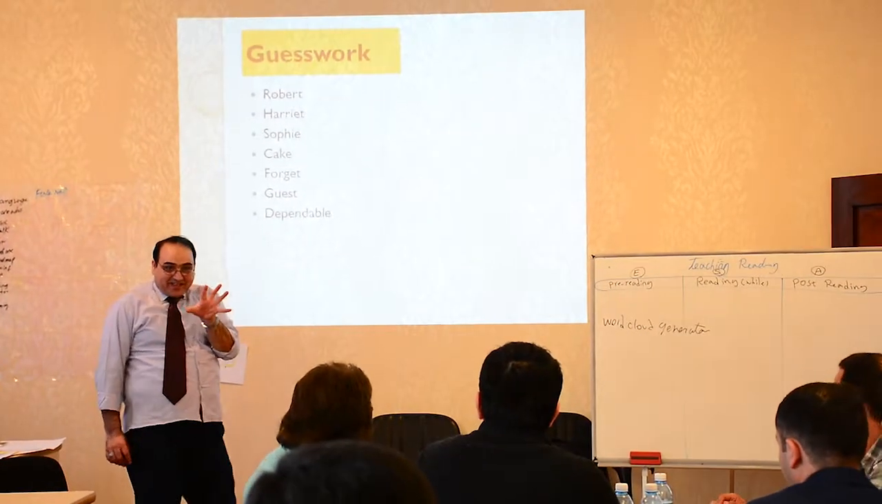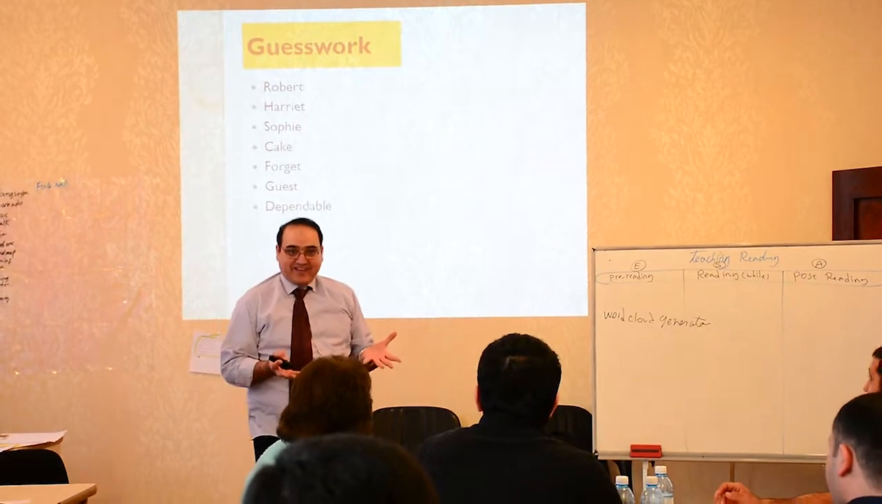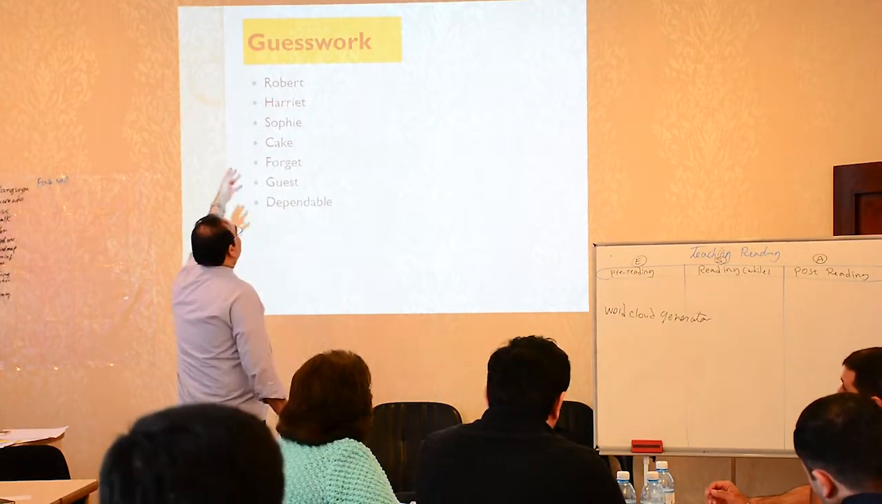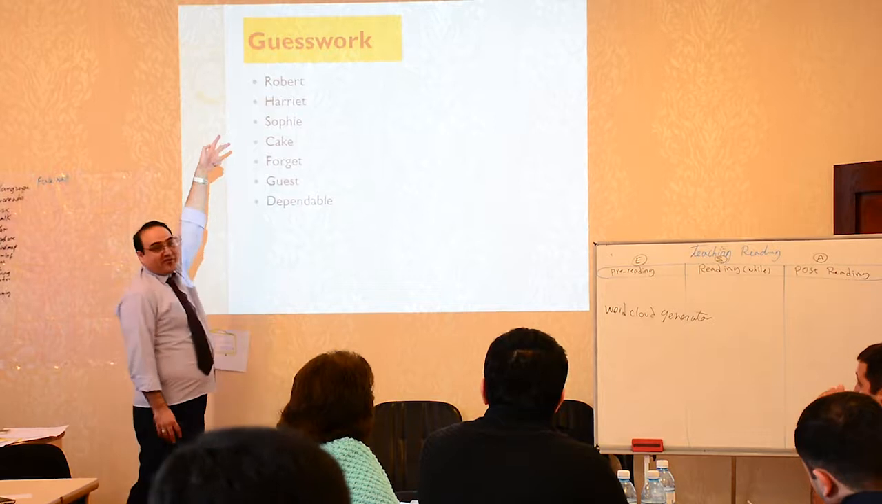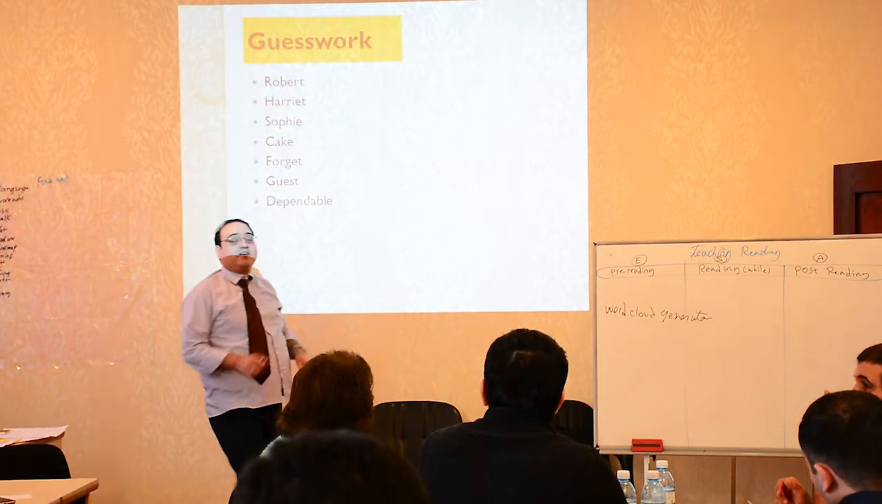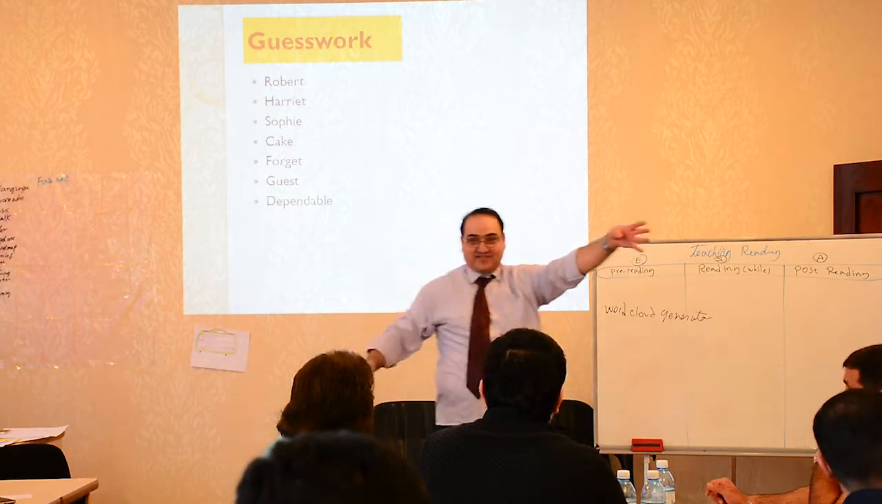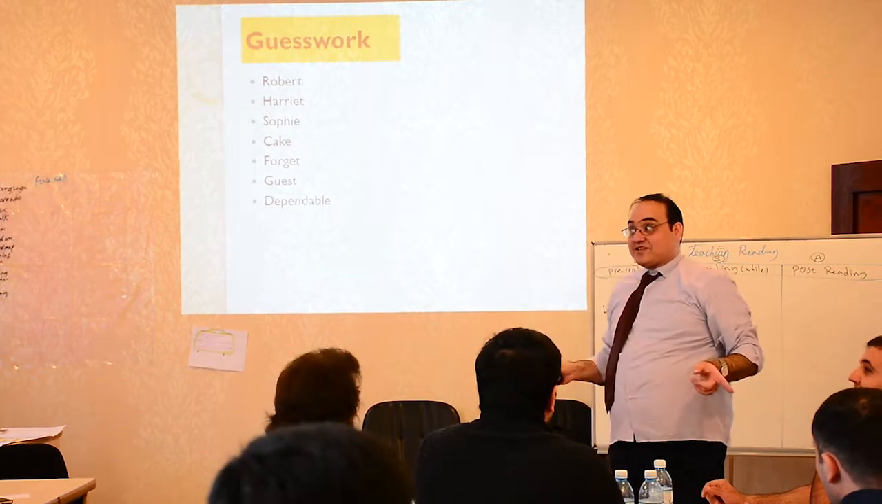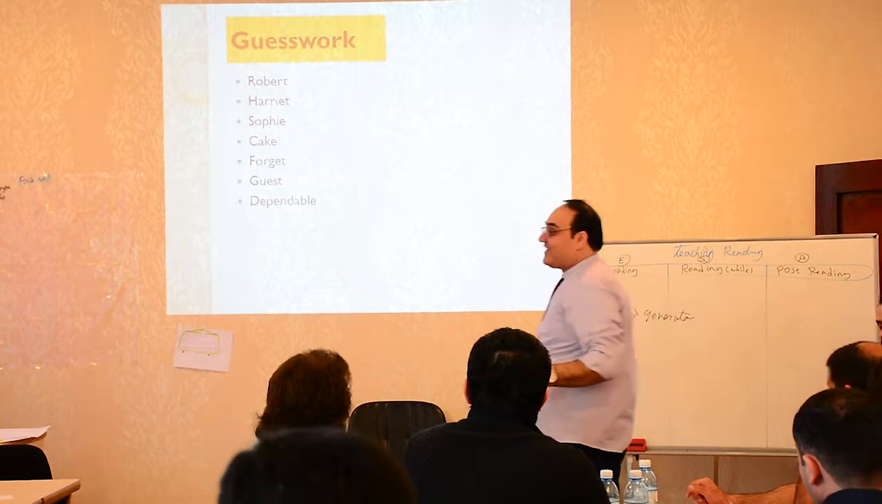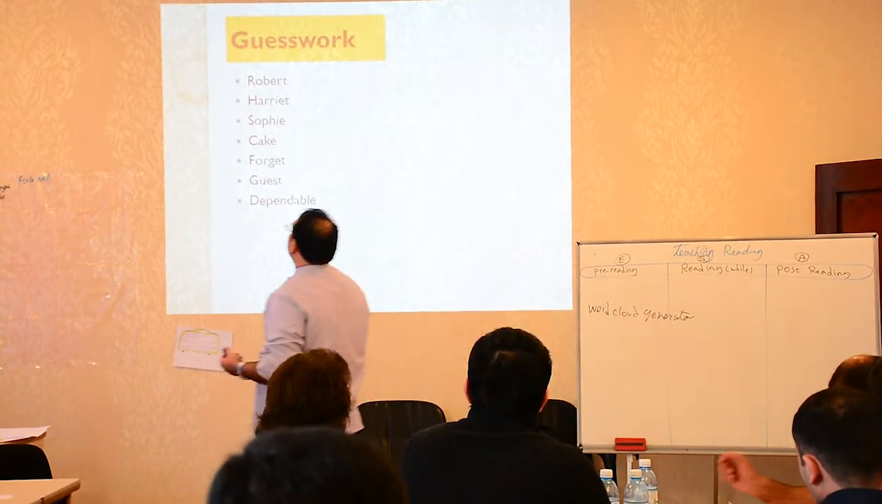I want you to talk together and make up a story about Harriet and Robert. The main characters are Harriet and Robert. And the story is the story of a breakup. And there is a reason for this breakup. So Harriet is a girl. Yes, Harriet is a lady. Sophie also is a lady.